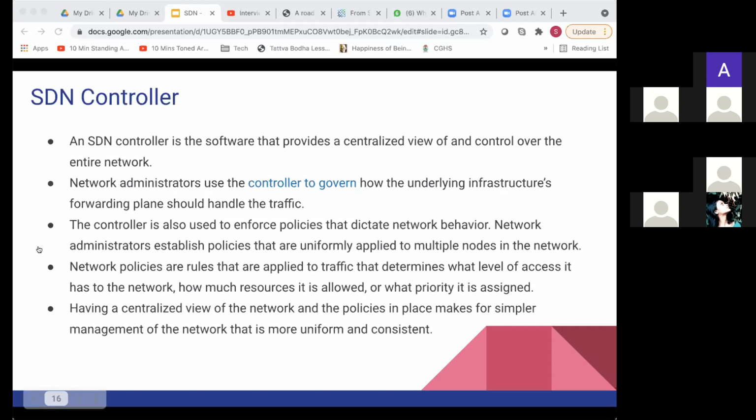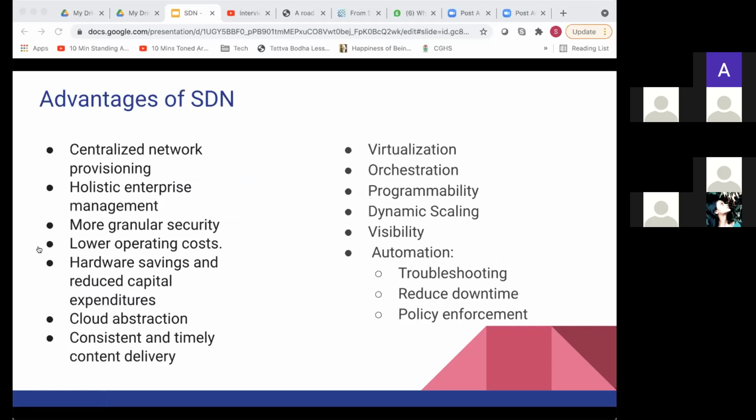So the key component of the SDN is the controller, right? It gives the centralized view, and is also used to dictate the policies across the network. Because it can be done from a single pane of glass, the manageability of the network becomes really simple. So we quickly come to the advantages: virtualization, orchestration, programmability, dynamic scaling, visibility, and so on.